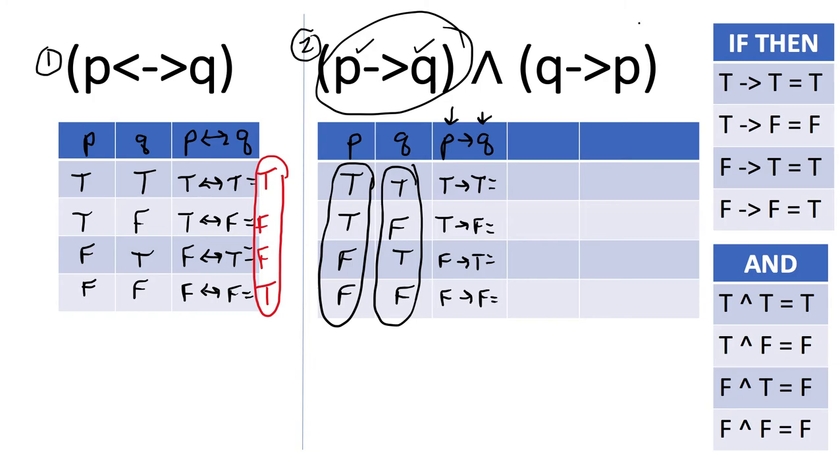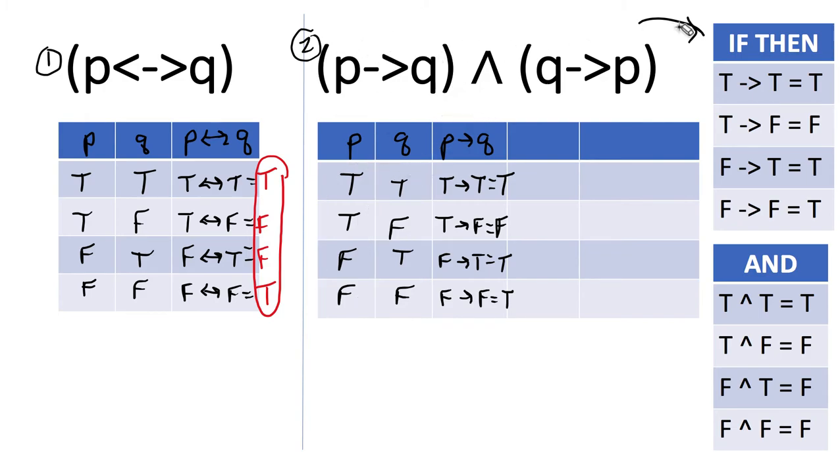And then I'm going to use my chart to look up the answers. So T arrow T is true. T arrow F is false. F arrow T is true. And F arrow F is true. So we've now completed the left side of the problem. So let's go ahead now and take a look at the right side. I have a Q column, I have a P column, so that part is done. What I don't have is a Q arrow P column. So let's go ahead and add that.